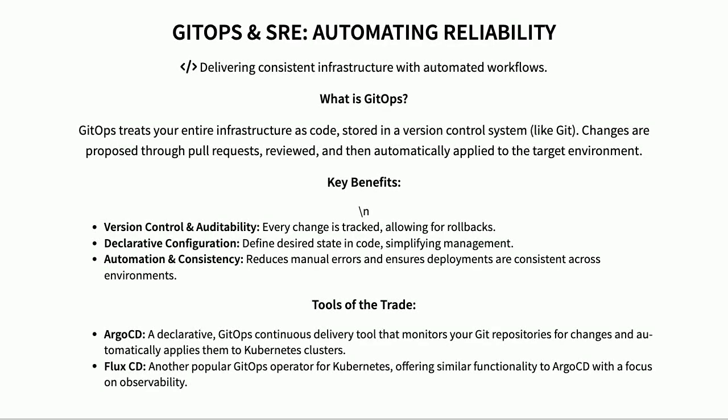Okay, let's talk about how GitOps can really level up our SRE practices. Basically, GitOps is all about treating your infrastructure as code, storing everything in version control like Git. Instead of manually configuring servers and deployments, we define the desired state of our systems and code, push those changes through a pull request process, and then automated tools like Argo CD or Flux CD take over to actually apply those changes. This gives us a full audit trail, makes rollbacks super easy if something goes wrong, and ensures everything is consistent across all environments.